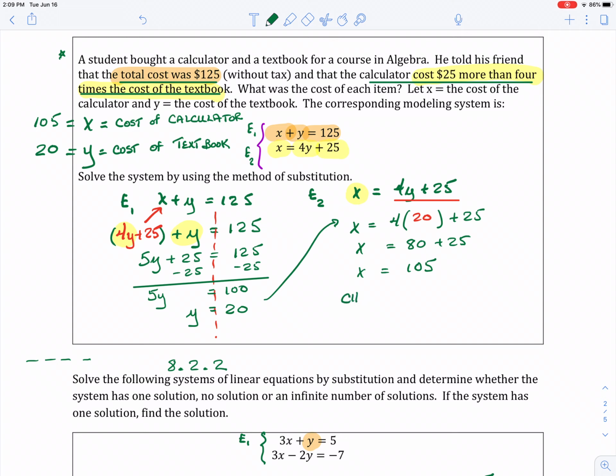And of course, if you want to check this, it said that the sum of these two things should be 125, and I think you can see pretty easily. And then it said that the cost of the, let me get it right, the calculator cost 25 more than 4 times the cost of the textbook. And so when you plug those numbers in, you'll see that everything balances out, and you can check and make sure that you have everything right.